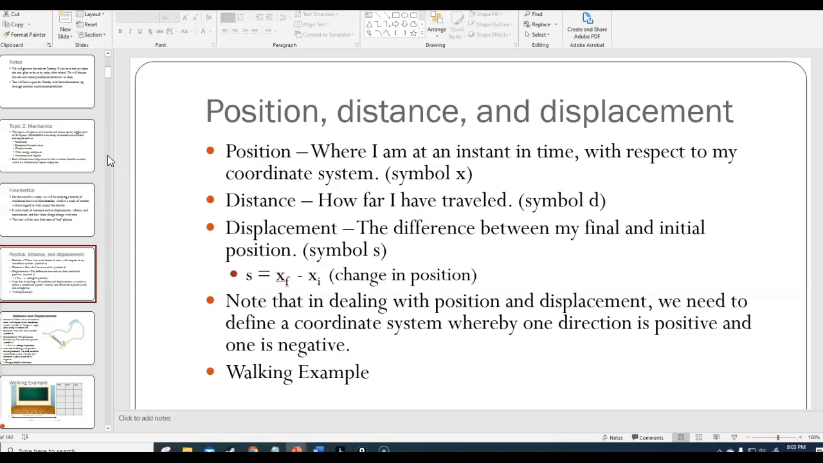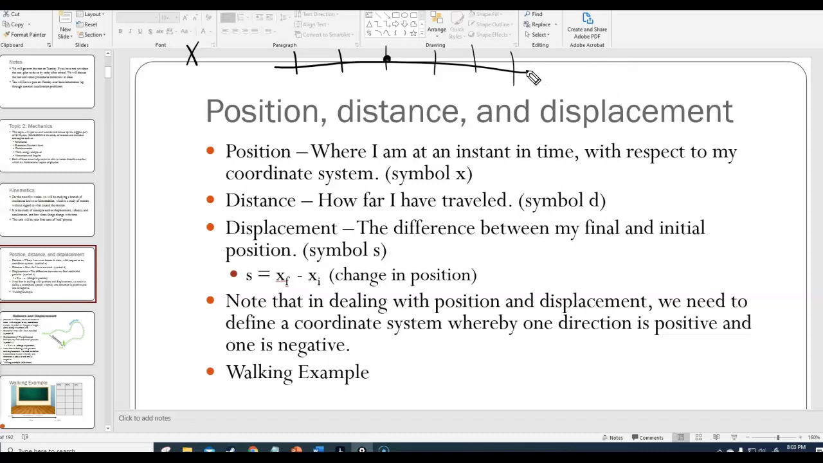Okay, so the first thing we're going to do is define three different quantities. Okay, position, distance, and displacement. Okay, so position you can think of as a single point along a number line. Okay, so if you imagine a number line, with marks, your position that we'll call x is a single point along that line. Okay, when it says with respect to your coordinate system, basically what that means is you need some sense of direction and you need some type of origin for your coordinate system, whereby one direction is positive and the other is negative.